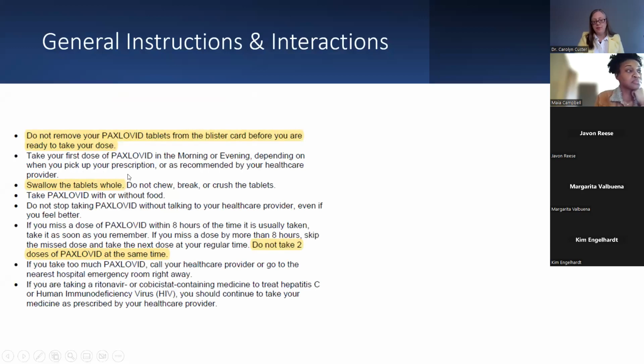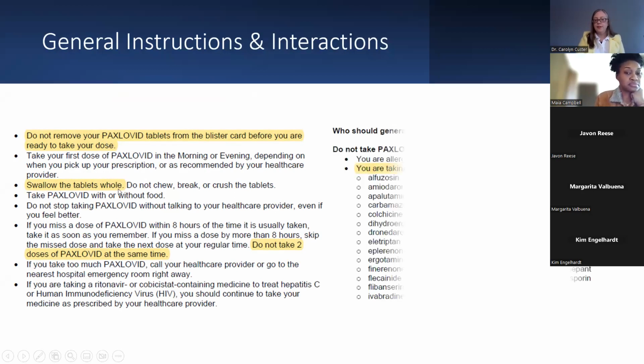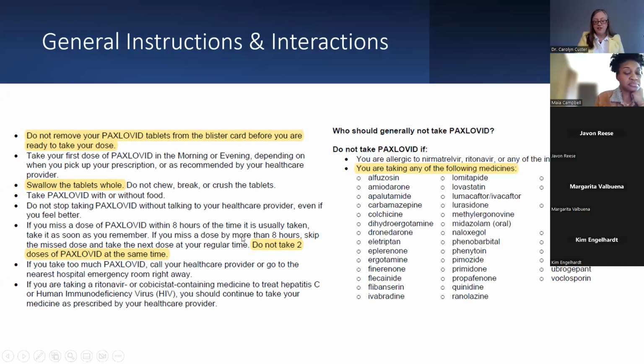Here's some additional information about taking Paxlovid. I've highlighted the most important instructions, such as taking the tablets whole. And here's a list of medications that you cannot take with Paxlovid. Are you currently taking any of these medications? Yes, I do take St. John's wort. Okay, so we need to make sure that you don't take that while you're taking the Paxlovid.